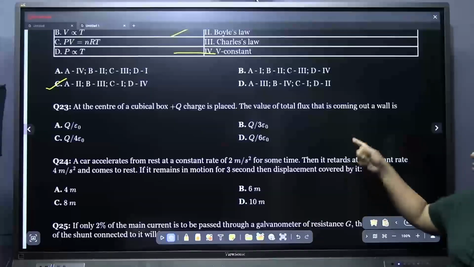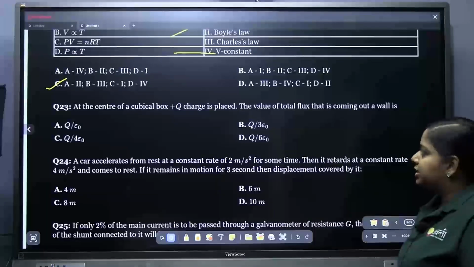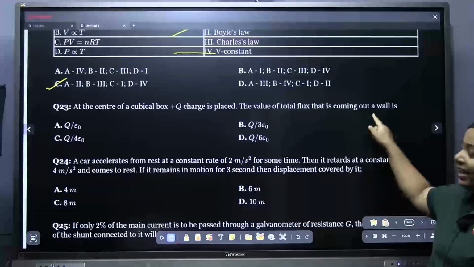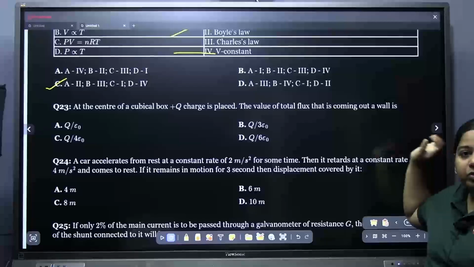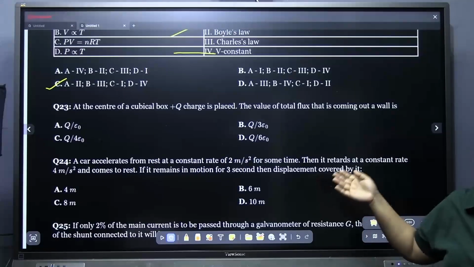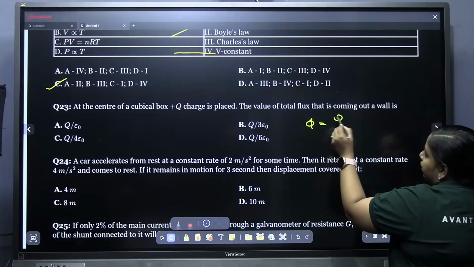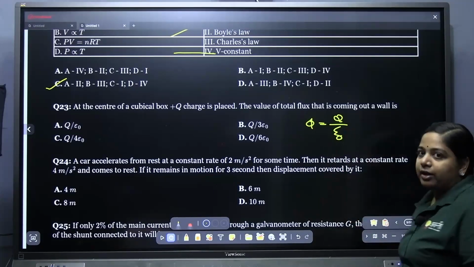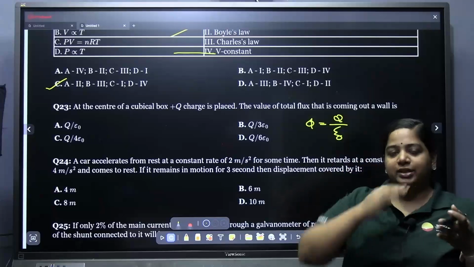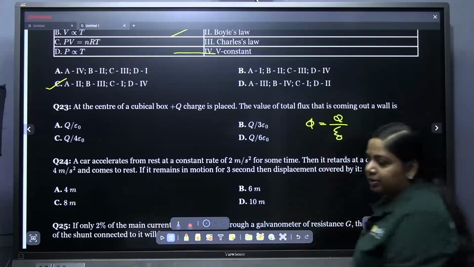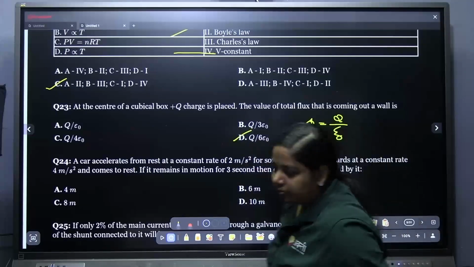Next, at the center of a cubical box, plus Q charge is placed. What is the value of total flux coming out through a wall? Only through one wall, how much flux is coming out. Through the total cube, flux is equal to Q by epsilon naught. Cube is having 6 walls, right? So through one wall, Q by 6 epsilon naught is the answer. Very good.